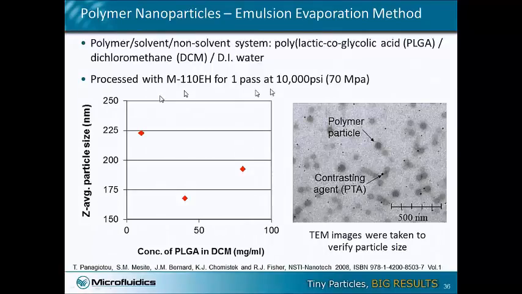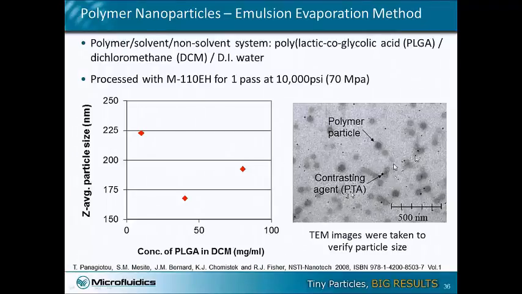You can see the TEM images shown here. The dark big circles represent polymer nanoparticles. The small black dots are actually contrasting agents added to the solution for enhancing the image.